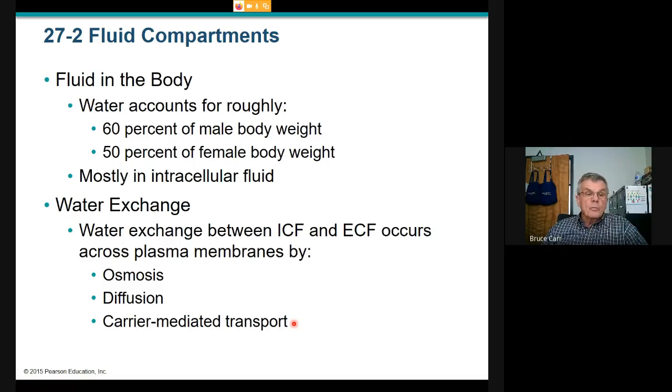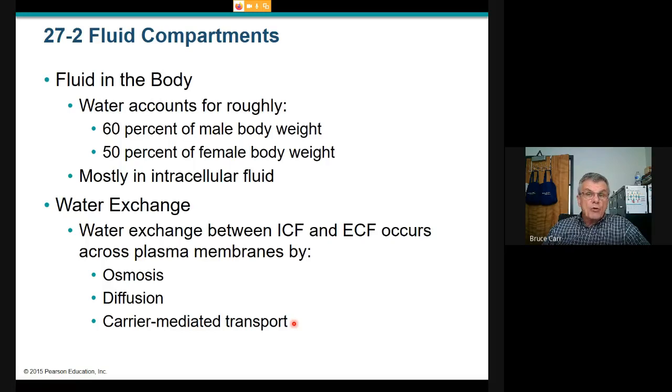Water accounts for between 50 and 60% of our body weight, and by that I mean not hydration forms of molecules, but strictly H2O molecules. There's a little bit of difference based on gender, with males having a little more water and females having a little less. Most of the water is in the intracellular fluid, contained in the cytosol and maintaining the right connections and the right concentrations for our metabolism.